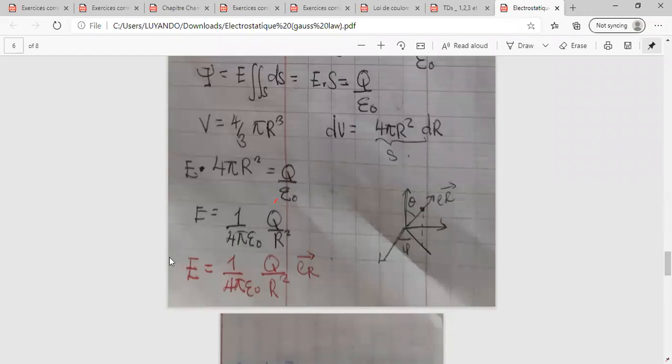So basically here I'm supposed to have E, sorry, here I'm supposed to have E like that. Ah, I see. So given the values of Q and R, I would have found the exact figure and the direction there, right? Yeah, but this is okay.